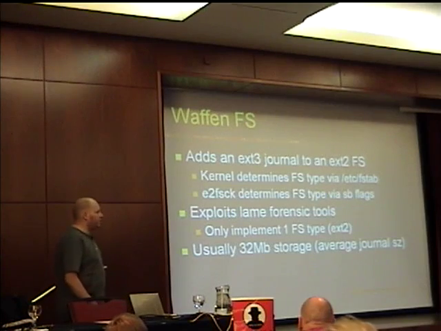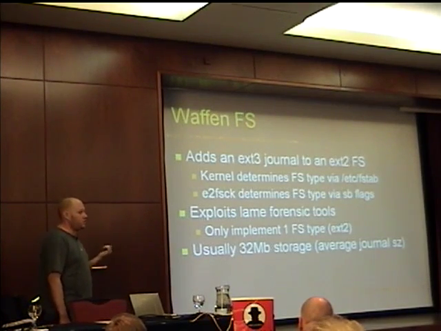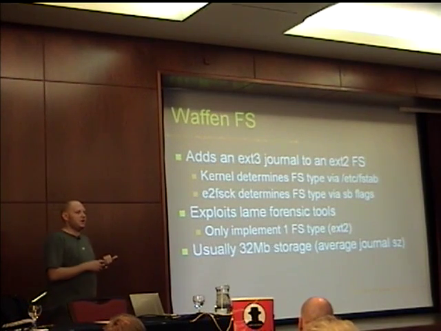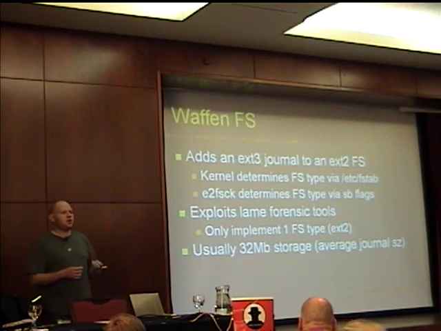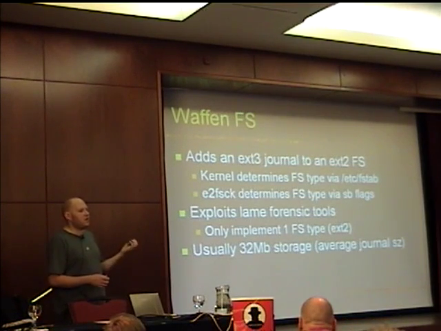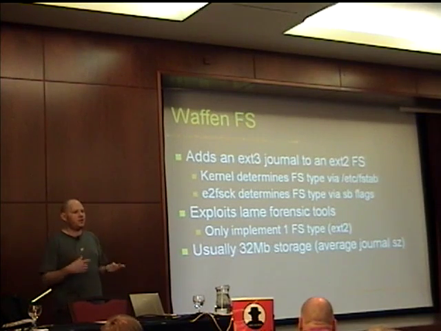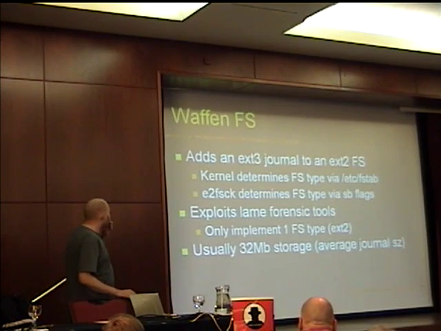We've got WaffenFS. WaffenFS exploits a small issue with how EXT2 is implemented. Basically, EXT2 and EXT3 are identical file systems, except that on EXT3 there's a journal. A journal is just a special file that the kernel uses to keep track of changes it's made to the file system. So in case there's a crash, it can recover, figure out what was going on, and hopefully patch the whole thing together.